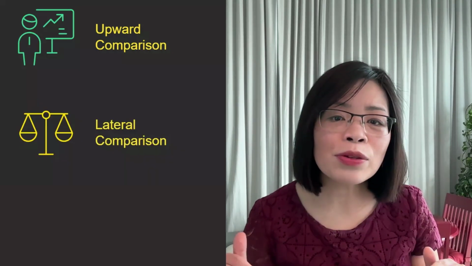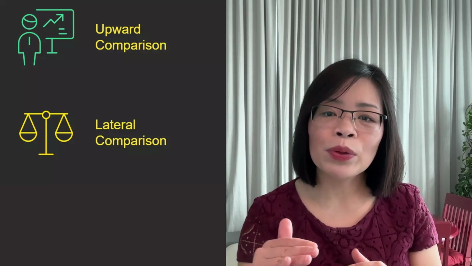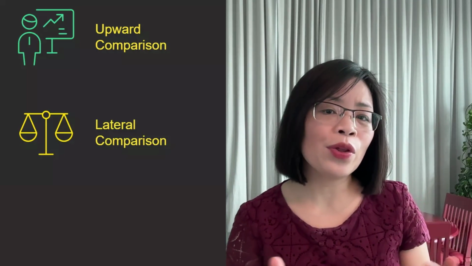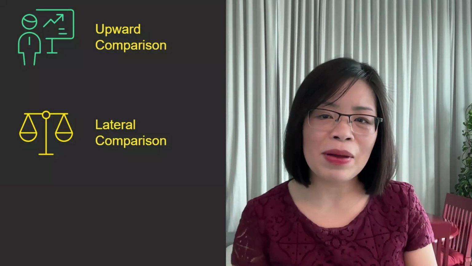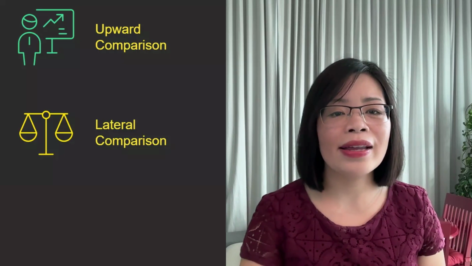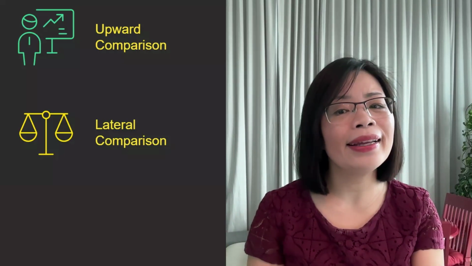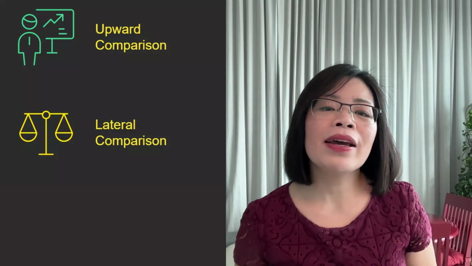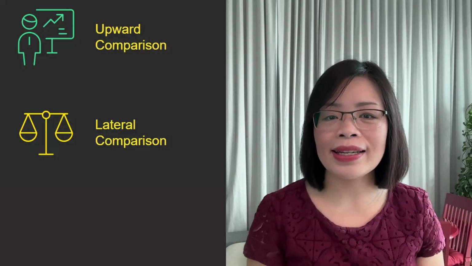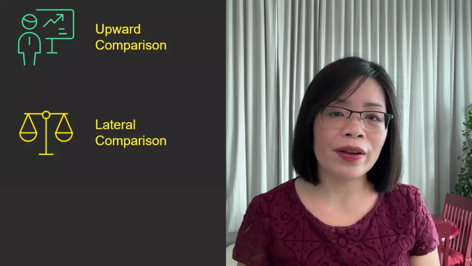Next, we have lateral comparison. Here, employees look at their peers, those earning around the same as them. The study found that this usually results in neutral or slightly positive feelings because people often feel validated when their pay aligns with their colleagues.